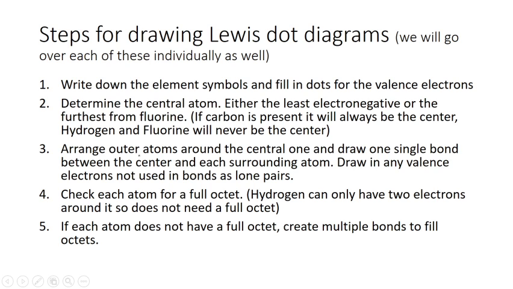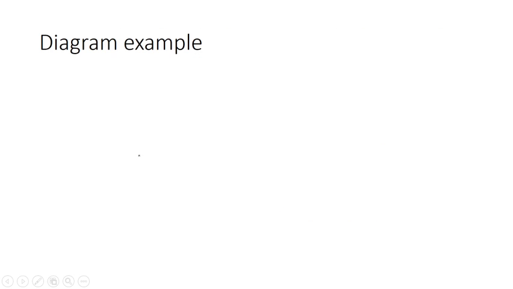4, you're going to check each atom for a full octet. Remember, that's 8 electrons, and we'll go through counting those up. And hydrogen can only have 2 electrons around it, so it does not need a full octet. And 5, if each atom does not have a full octet, you need to create multiple bonds to fill those octets. So I think examples is definitely the way to go for this, so let's get right into some examples.